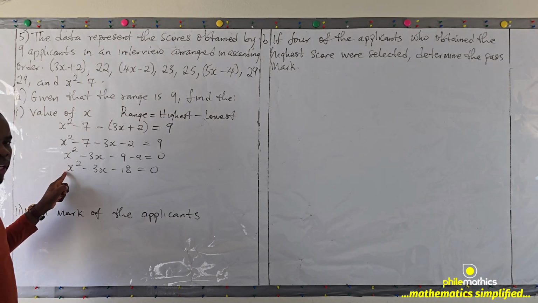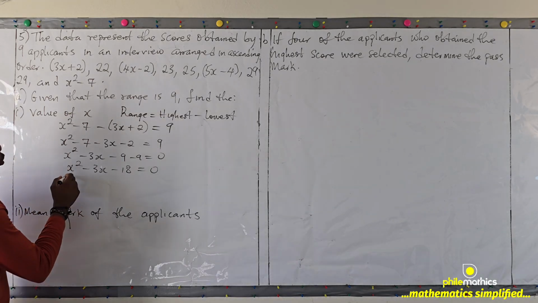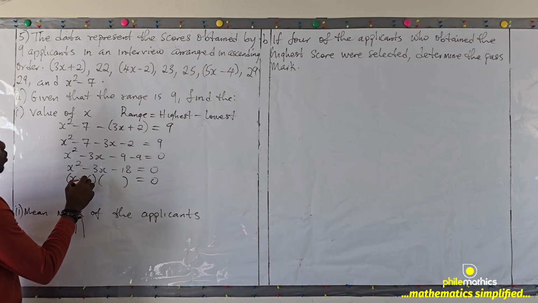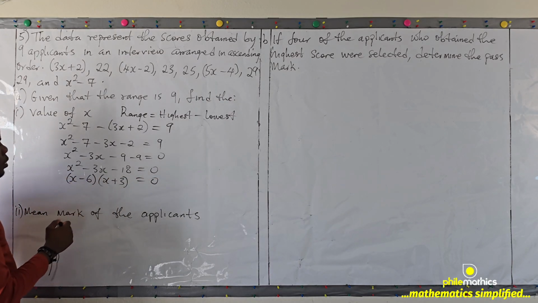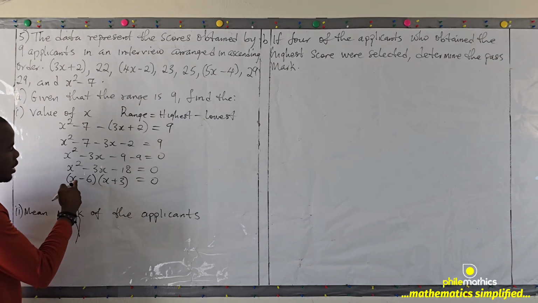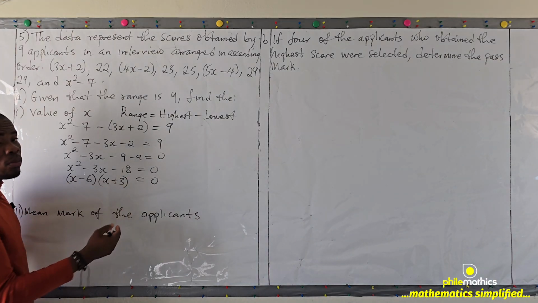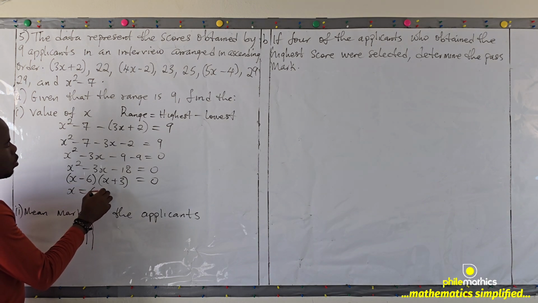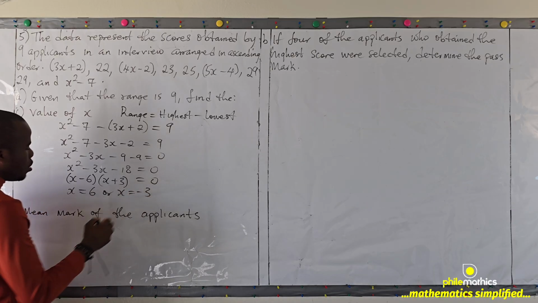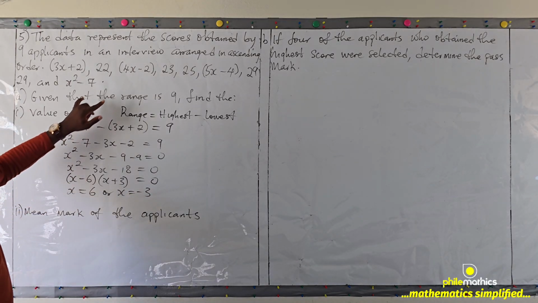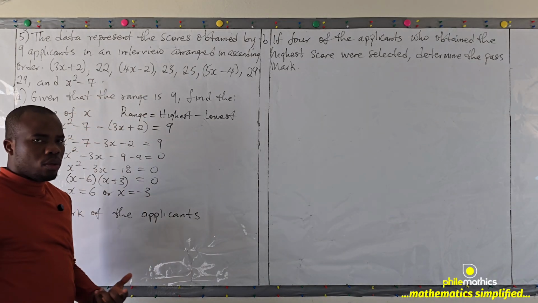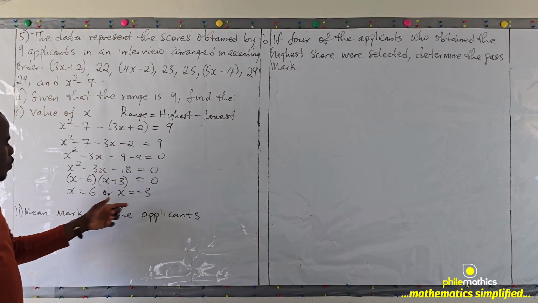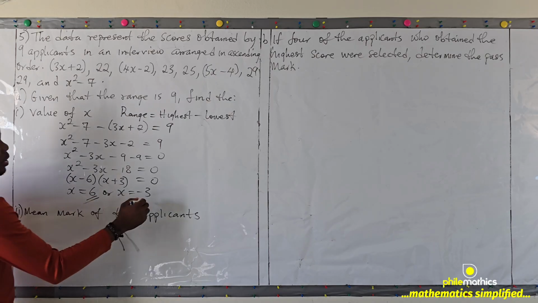And since the coefficient here is 1, we can open two brackets and put them inside. So we have (x minus 6)(x plus 3). For this product to be 0, it means their individual factors have to be 0. And so we have that x equals 6 or x equals minus 3. But since what we are dealing with here is scores, and you know that scores for an applicant cannot be negative, so x is 6 and not this.